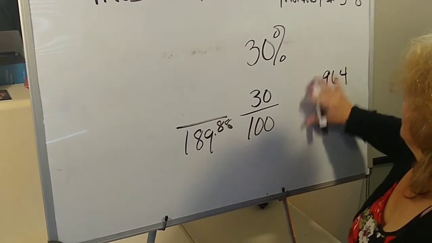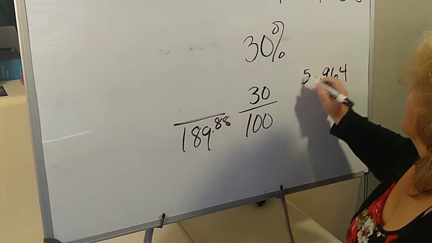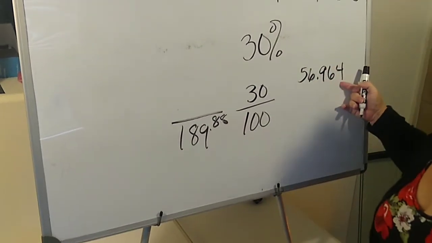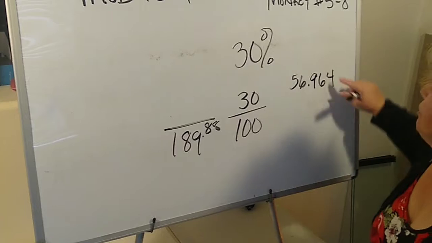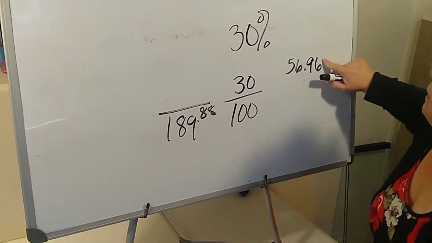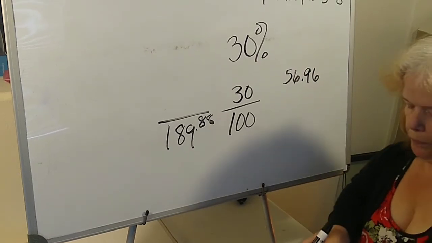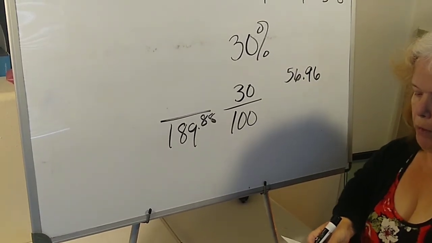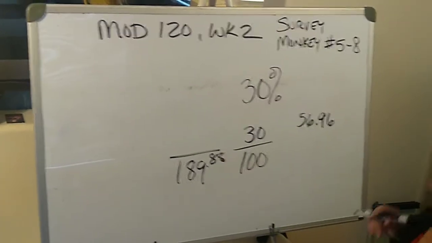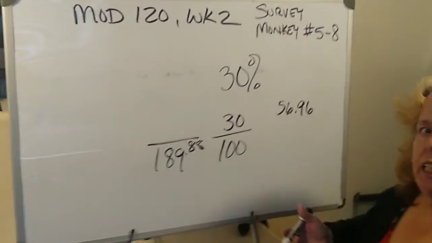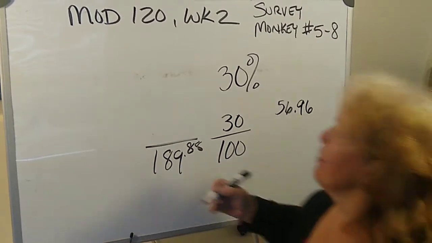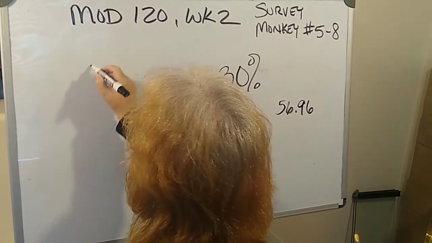56.96.4. Now, we talked about rounding a few minutes ago, right? Since this is less than 5, what do I do with it? Just make it disappear. So the question was, number 8, if Penny purchases a total, what is her cost after the discount? So what do we need to do to figure out what she's going to end up paying? Just subtract.